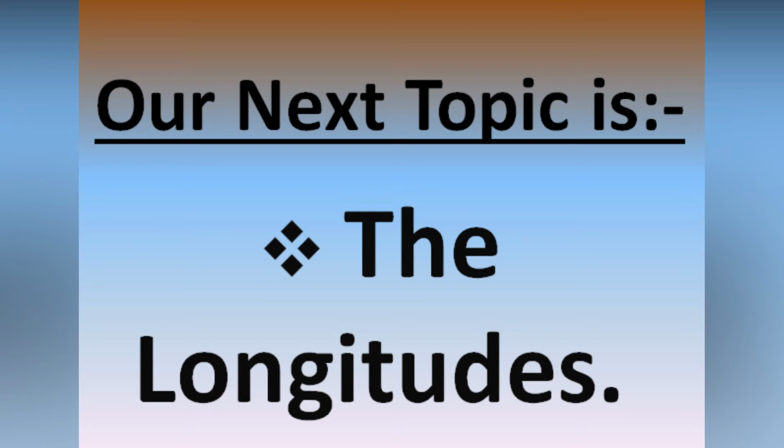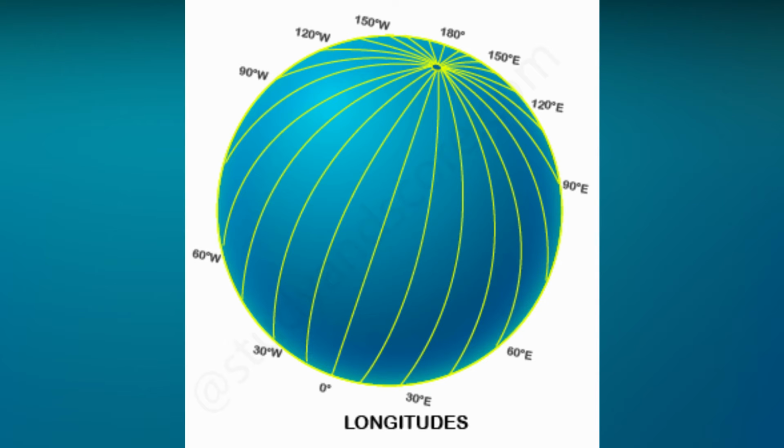Our next topic is the longitudes. The imaginary lines around the earth connecting the north to the south pole are called longitudes. They are semicircles. There are 360 longitudes, 180 to the east and 180 to the west. The longitudes are not parallel. They all meet at the poles. They are called meridians.